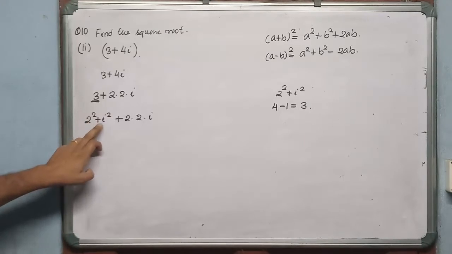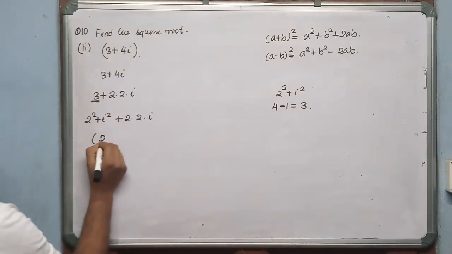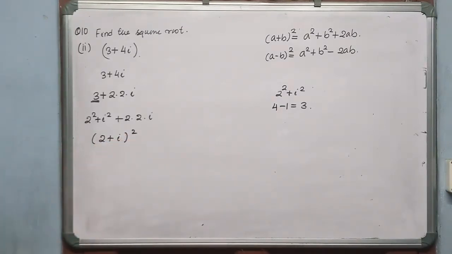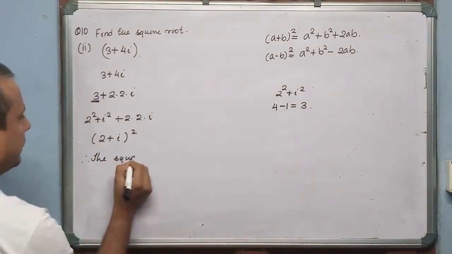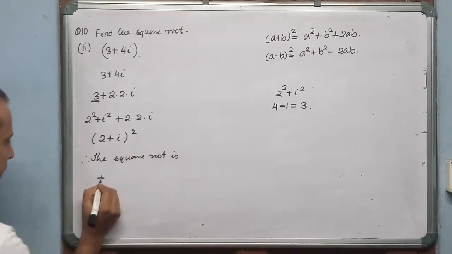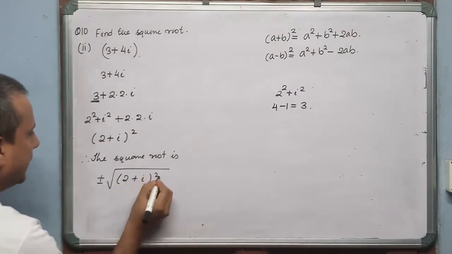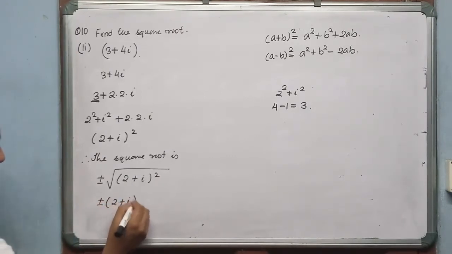a square plus b square plus 2ab means we can write (a plus b) whole square. Now, after converting the given complex number in terms of perfect square, then we can calculate the square root. Therefore, the square root is, then I'll put plus minus, then on the root this quantity, (2 plus i) whole square. Root and square get cancelled, then the perfect square root will be 2 plus i, which is the square root of this complex number.